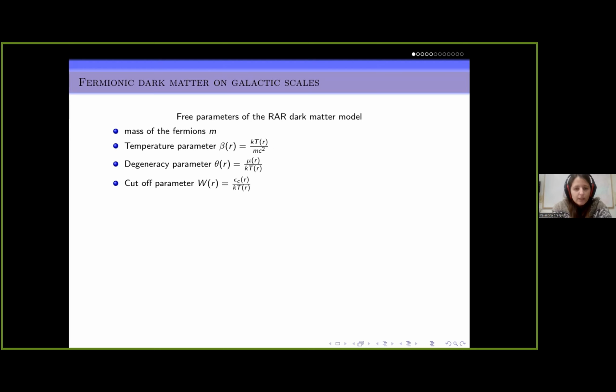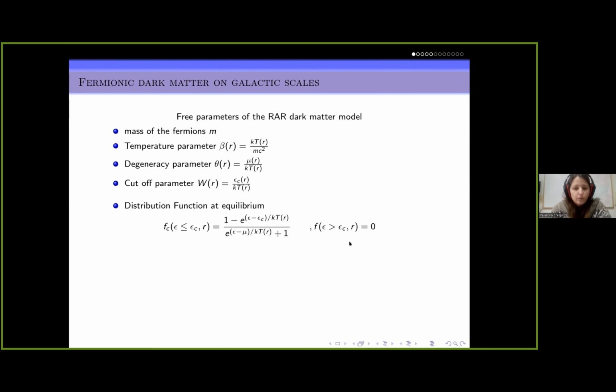This extended RAR model extends the original one by allowing these halos to be more realistic because they are bounded in size and mass. Sufficiently energetic particles, with energies above the cutoff energy, can escape this configuration. So for these fermions, we have a distribution function, which is the Fermi-Dirac one, with a cutoff in the energy momentum.